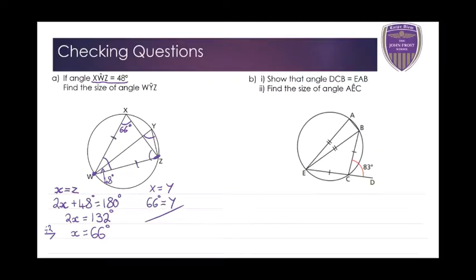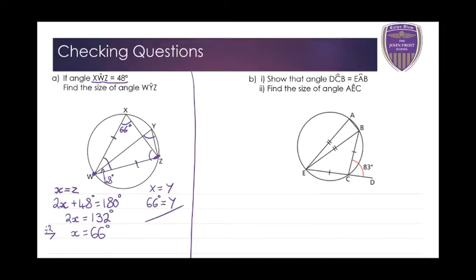Very well done if you got that one right. Now I'm going to block this off here. We need a bit more space to answer the second question, okay? So it's a two-parter, this one, question B. So first of all, we need to show that angles DCB is equal to EAB. Okay, so we're trying to find the angle of C between points D and B and the angle of A between E and B, okay?